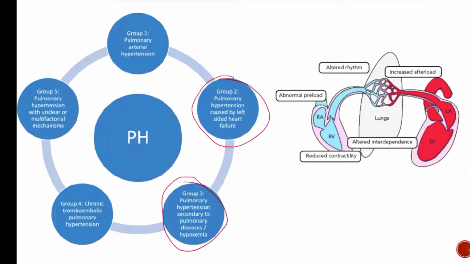All right, so we're going to talk about two major groups that we see in the ICU, and those are patients in group 2 and group 3 pulmonary hypertension. Group 2 being driven by initially left-sided disease, which subsequently develops right-sided disease, and group 3, which is patients who have either acute or chronic hypoxia driving pulmonary hypertension.